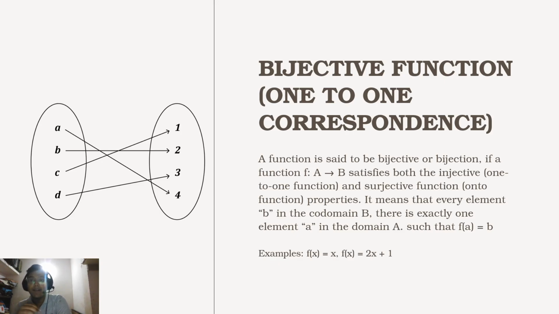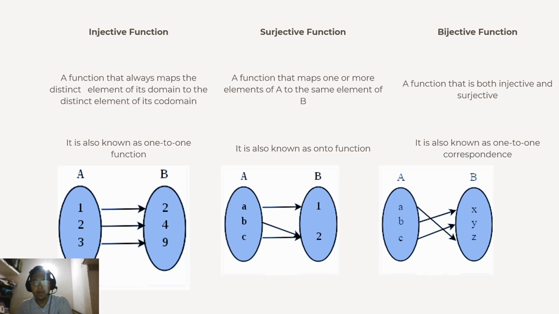Now the bijective function, which is a one to one correspondence. A function is said to be bijective or a bijection if a function f from A to B satisfies both injective and surjective. It means that for every element B in the codomain, there is exactly one element A in the domain, such that f of A is equal to B, right? For example, we have f of x is equal to x, or f of x is equal to 2x plus 1, right? So if we give 1 here, it should be 3. For each element, there should be another element, and they should be interrelated, right?